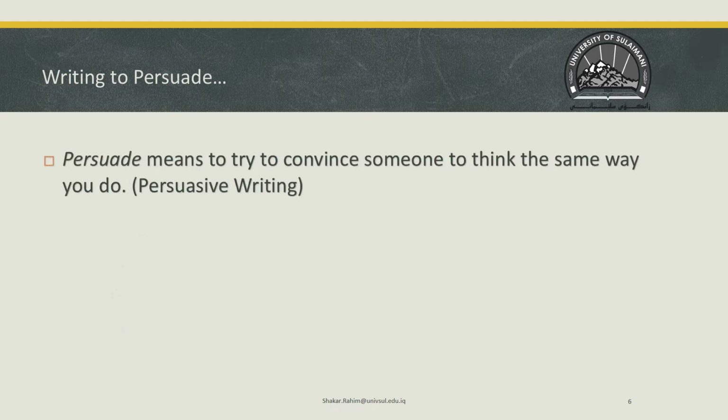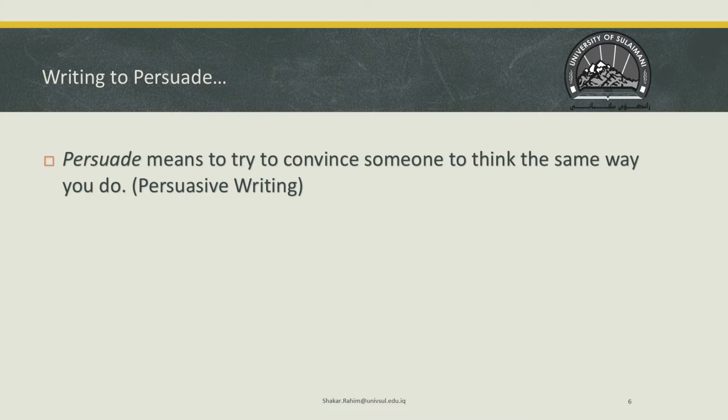Okay, the first one, writing to persuade. Persuade means to try to convince someone to think in some way. For example, as I said, you are a salesperson for one of the pharmaceutical companies, for a pharmaceutical product. You have to make people buy that product, that medicine, that drug. You have to tell them to buy it.